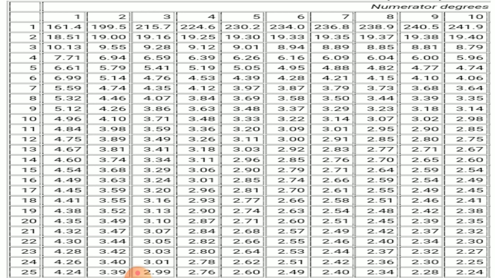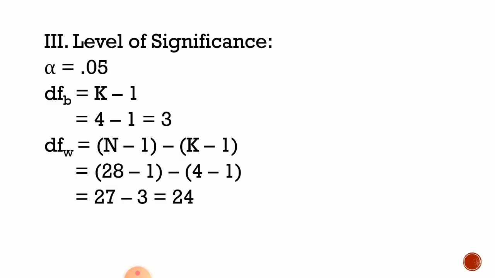Then on the leftmost column, that is the degrees of freedom within. We have computed 24 for the within degrees of freedom. So let us also locate 24. Then, get the intersection of 3 and 24. Their intersection is 3.01. Therefore, the F tabular value at 0.05 level of significance is equal to 3.01.